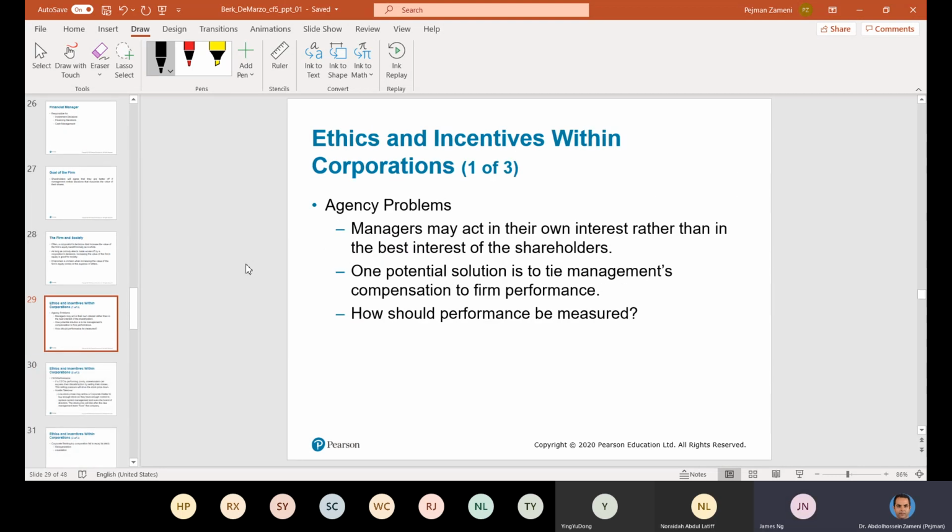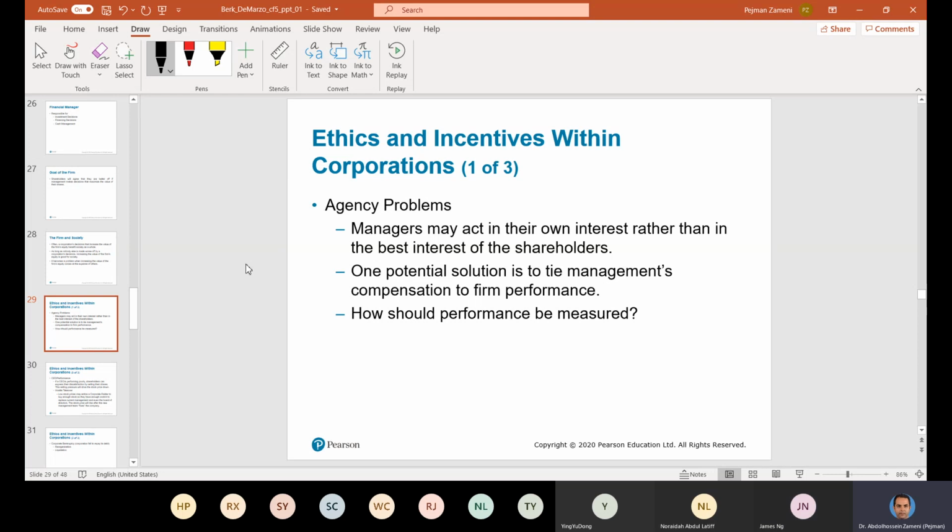Ethics and incentives within corporations. Agency problems. Managers may act in their own interest rather than in the best interest of the shareholders. This is called principals and agents. Sometimes you're going to hear people refer to the shareholders as principals, and agents refer to the managers. One potential solution is to tie management's compensation to firm performance. How should performance be measured?